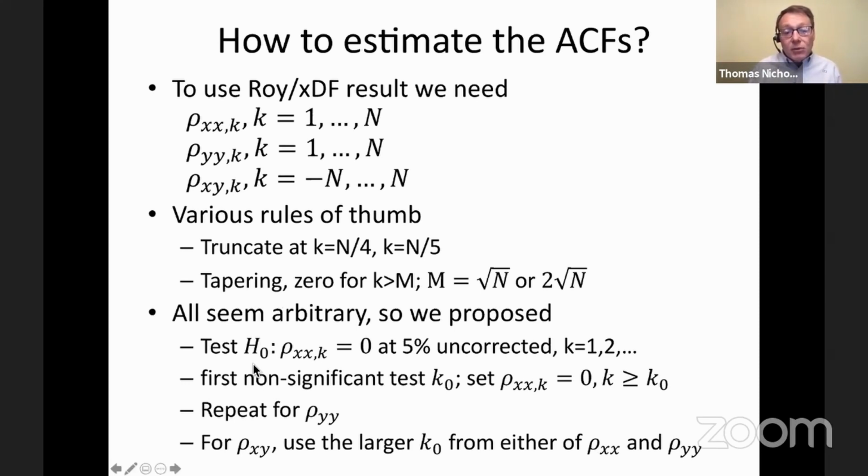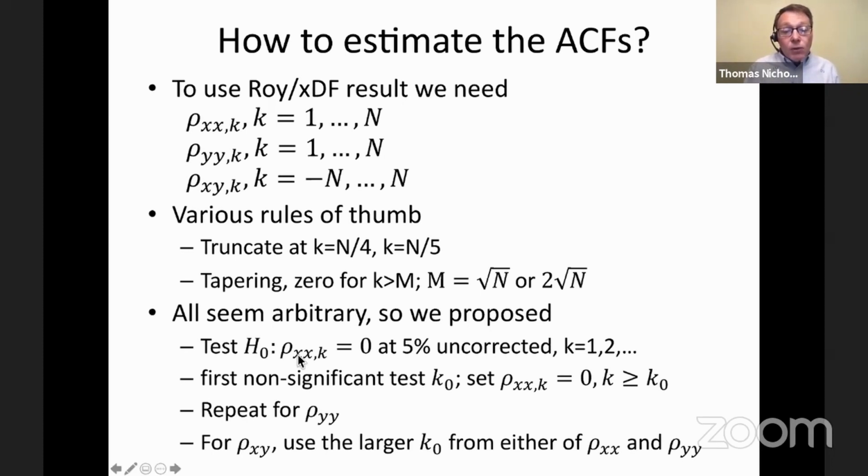Let's just do the usual test. There are large sample tests for each lagged autocorrelation. We're just going to do a hypothesis test, testing whether these are 0 at an uncorrected level, for the first lag, second lag, and so on. And after the first non-significant test, we'll set all the rest of them to 0. We evaluated it relative to everything else, and it seemed to do as well or better than any other method that we considered, and it was just practical.